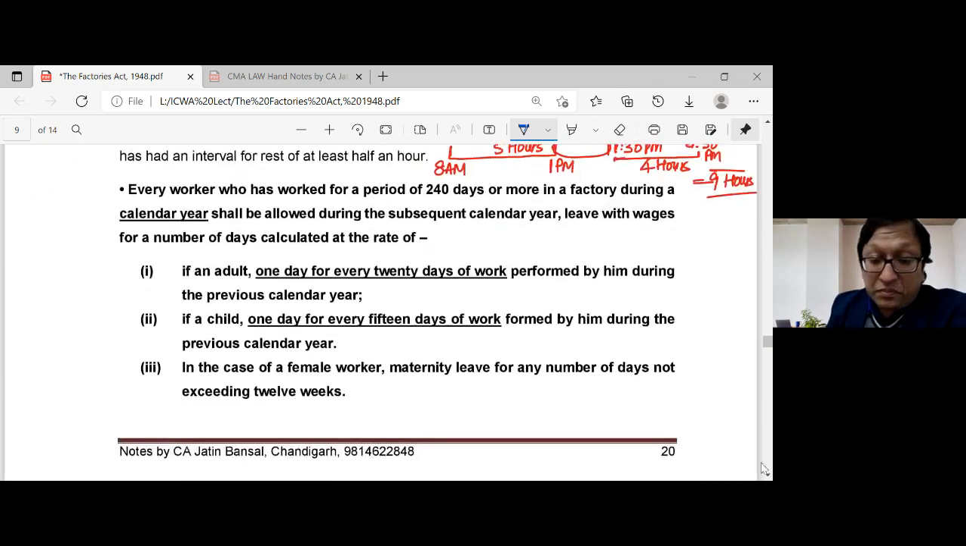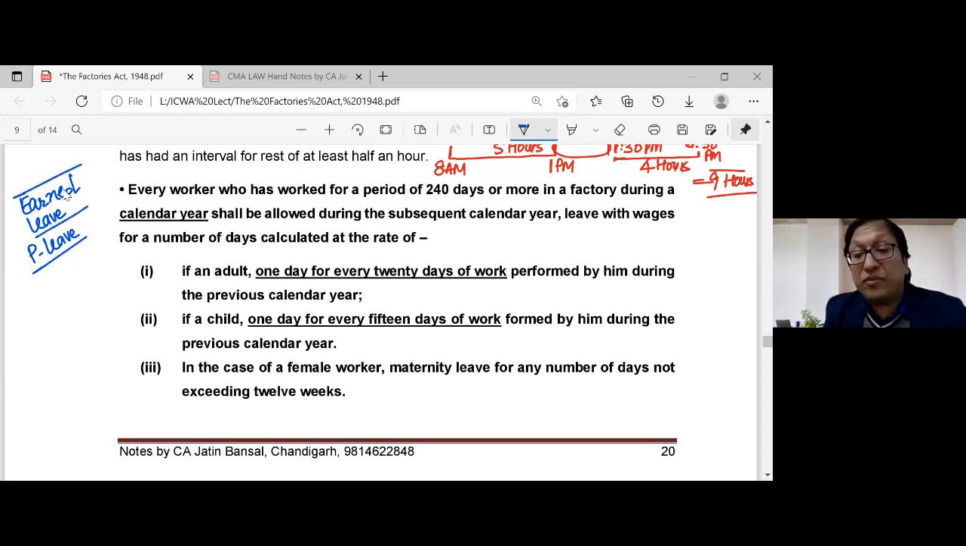Next, this act has provided the provision regarding earned leave. You must have heard about this concept of earned leave, or it is also called privilege leave. Every worker who has worked for a period of 240 days or more in a factory during a calendar year, then in the subsequent calendar year, you are entitled to earned holidays.